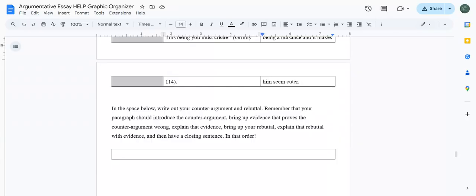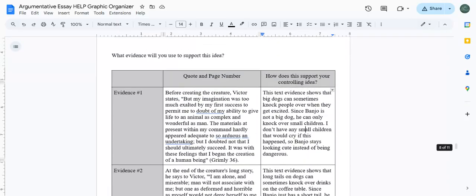In the space below, write out your counter argument and rebuttal. Remember that your paragraph should introduce the counter argument, bring up evidence that proves the counter argument wrong, explain that evidence, bring up your rebuttal, explain that rebuttal with evidence, and then have a closing sentence in that order. That's a lot. So the first thing we're going to do is introduce the counter argument.